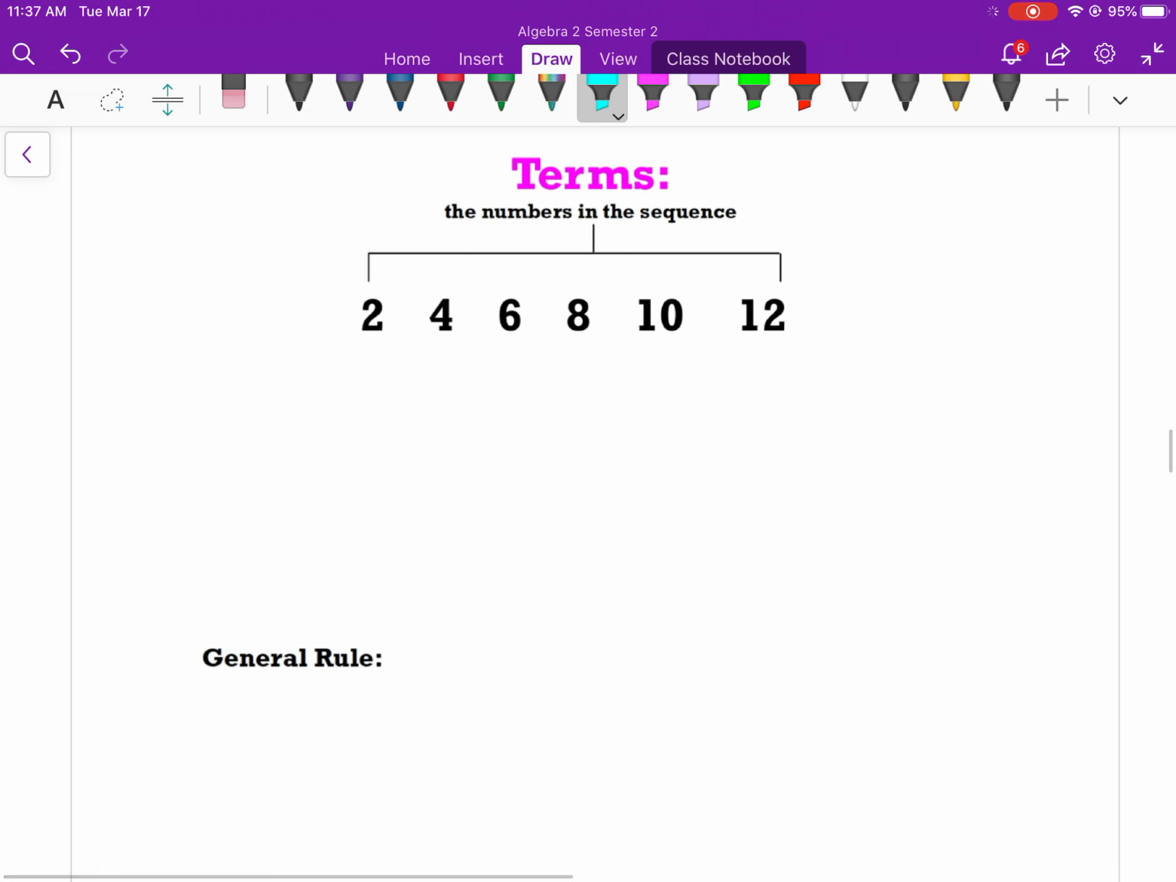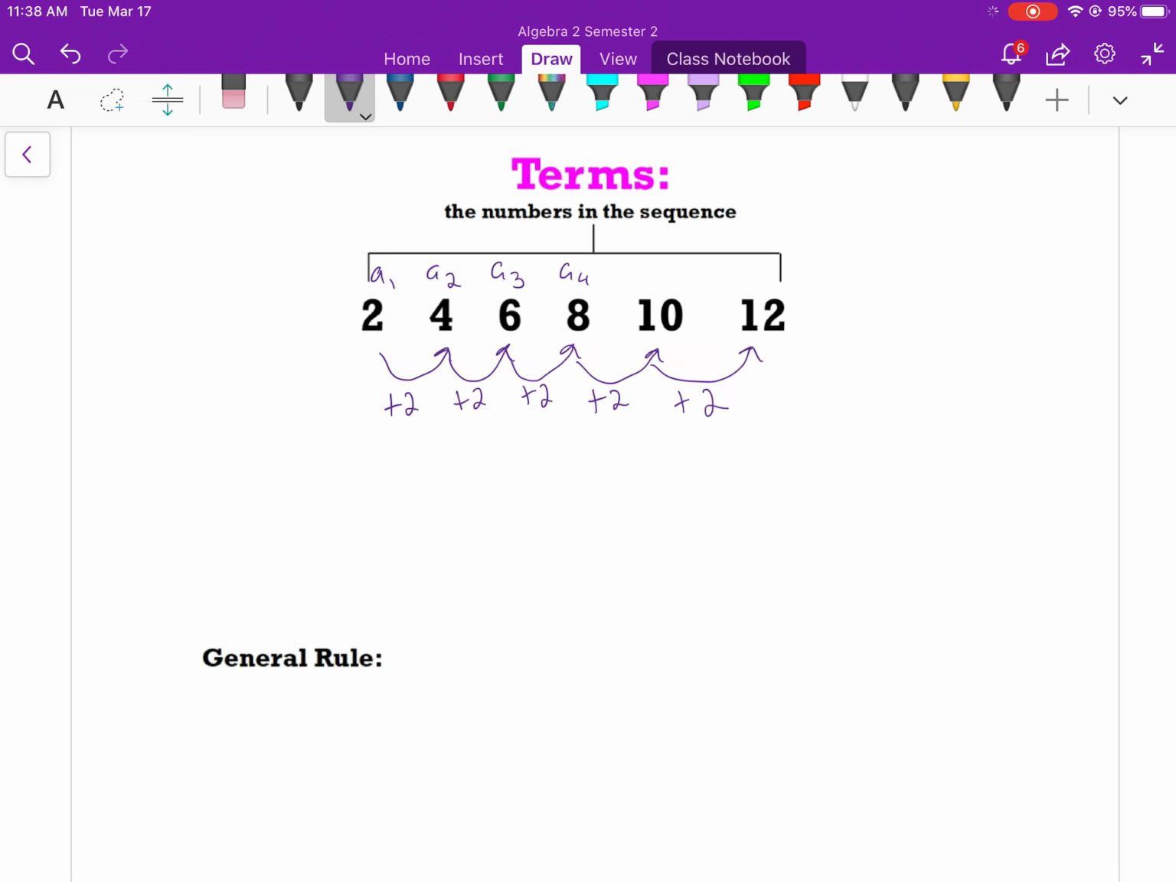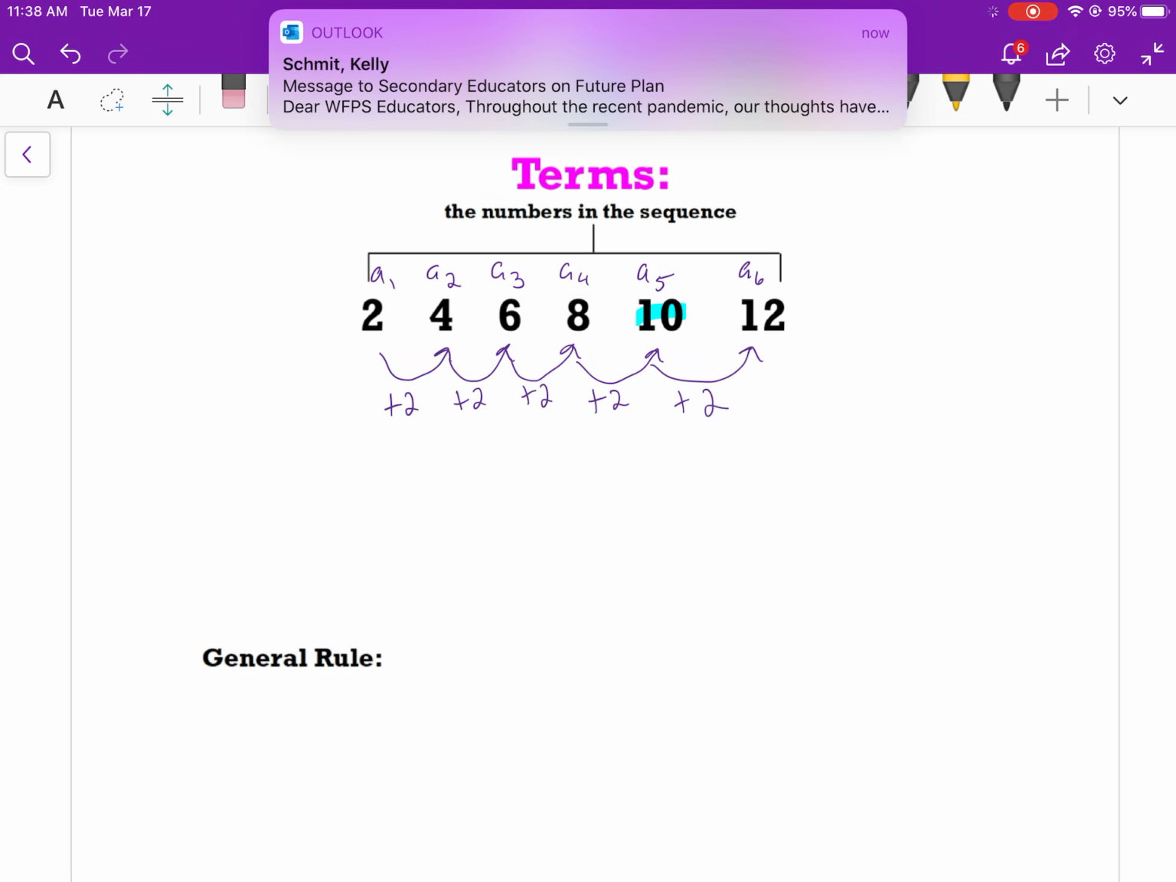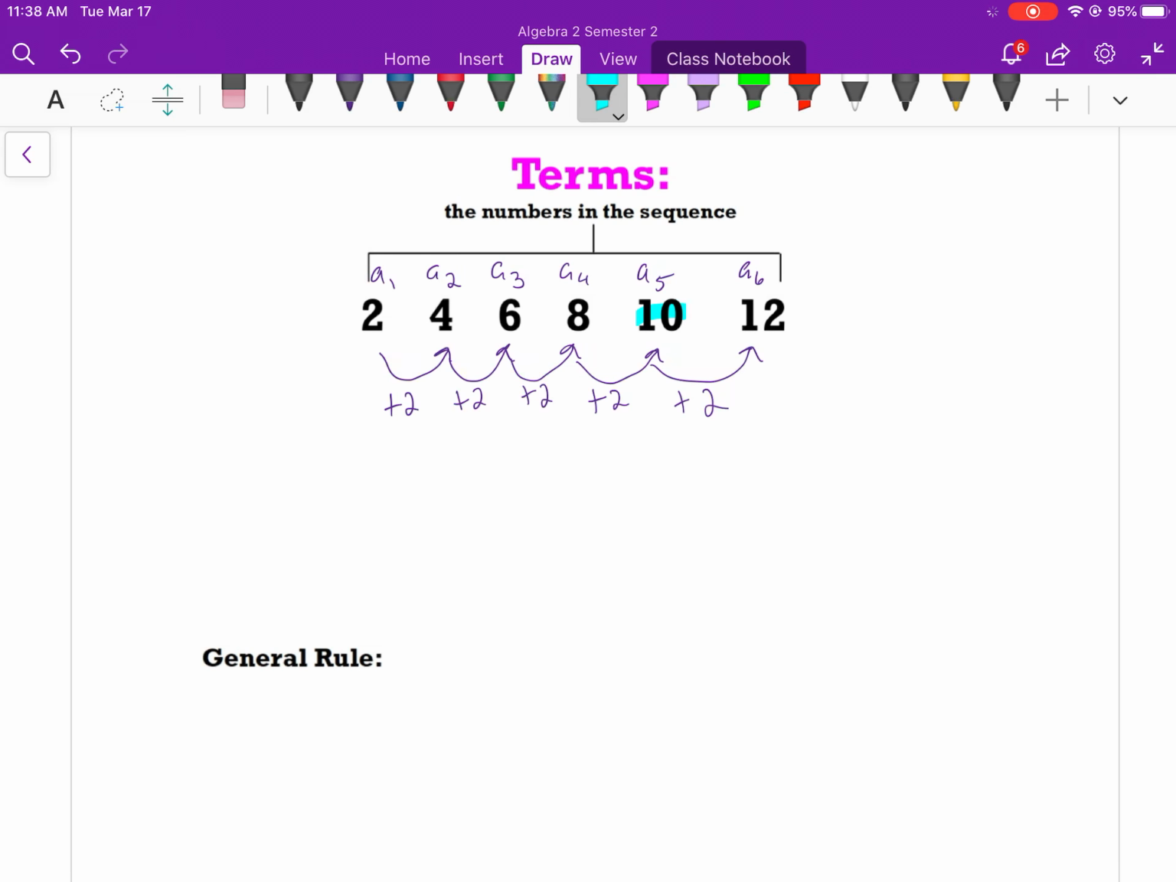Okay, so our first sequence, 2, 4, 6, 8, 10, and 12. When it comes to finding a rule for a sequence, it's all about finding the pattern. How are we getting to the next term? And that pattern should follow all the way throughout. In this case, to get to that next term, plus 2. That's how we get to the next term. Now, 2, again, that is our first term. 4 is our second term. So on and so forth. So again, if I was to ask what is the 5th term of this sequence, you'd find A5, which would be 10. Now, when it is adding or subtracting, these are called arithmetic sequences.